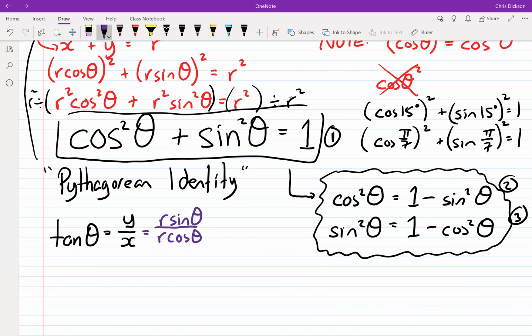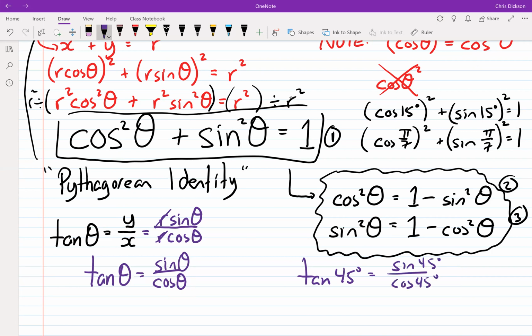And now once again, just like in the above Pythagorean identity, you can divide by r's, so the r's would cancel. And so this tells us that the tangent of any angle should equal the sine of that angle divided by the cos of that angle. And once again, if you use your calculator, let's say you're in degree mode, and you do the tangent of 45, that should equal the sine of 45 divided by the cos of 45. It gives you the exact same answer, which turns out to be 1 in this case.